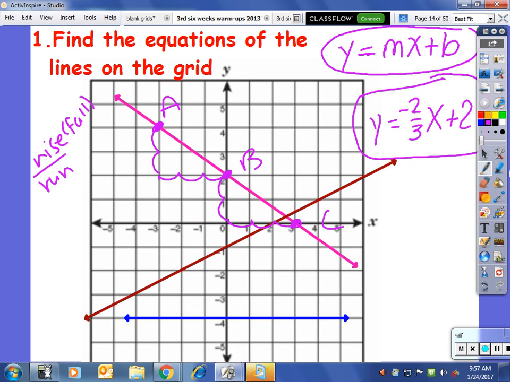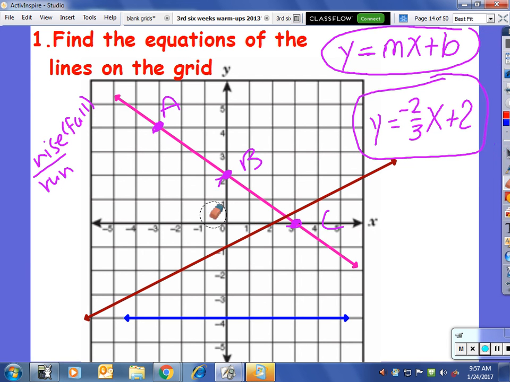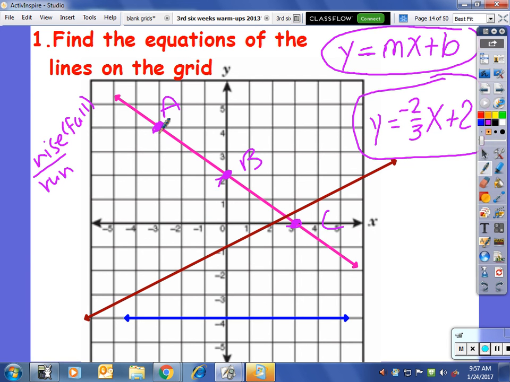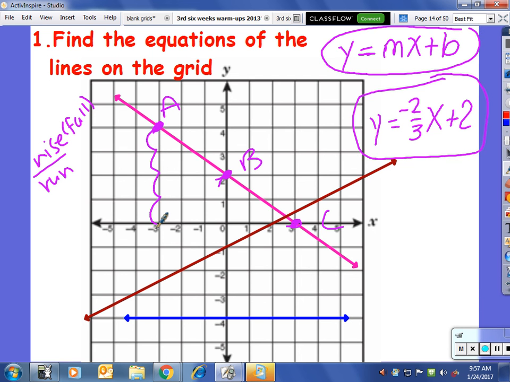Okay, let's talk about going from A to C. Let's see if I went from A to C. I would go down 1, 2, 3, 4, and over 1, 2, 3, 4, 5, 6. Going down 4 and over 6, what does that reduce to? Negative 2/3. Okay, so I'm going to get the same slope no matter what I do.